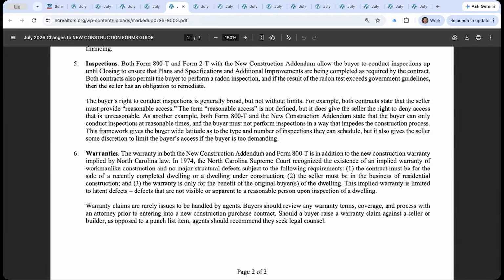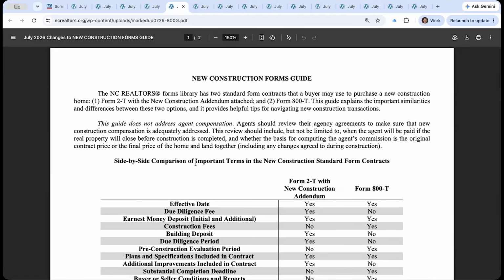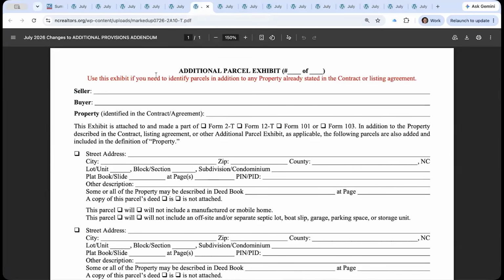If you're a listing agent, then probably you're going to want to use custom forms from the builder where a lot of these warranties are excluded or modified in some way. It just depends what seat you're in. So just understand that and take a look at this guide when you have a chance. A lot of good information in here about new constructions.